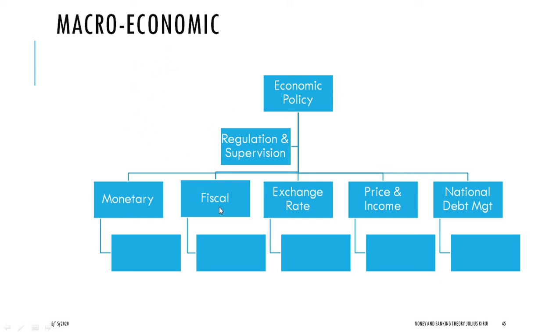We have monetary. So we'll discuss the first 2, which are critical in the operation of an economy. And the first one is majorly controlled by the central bank. The second one is controlled by the government. Still government, government, government. So these are critical policies in economic policy.